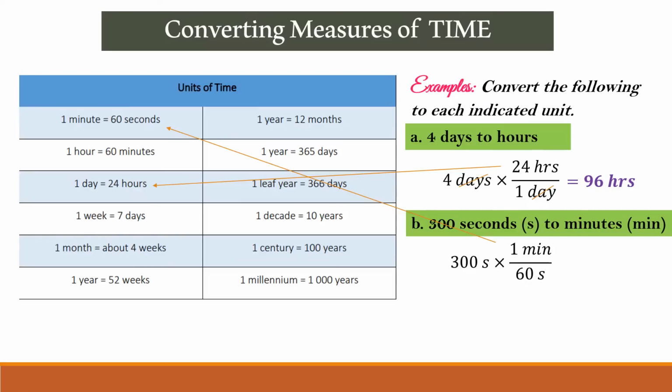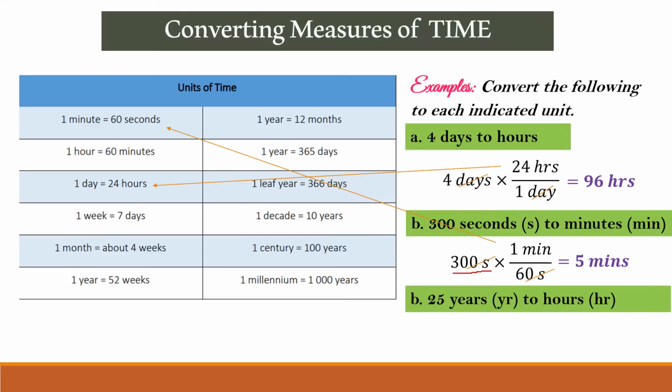So again, our given is 300 seconds. So in our unit fraction, seconds should be in the denominator, so that we can cancel seconds and we can multiply 300 times 1 divided by 60. The result is 5 minutes.